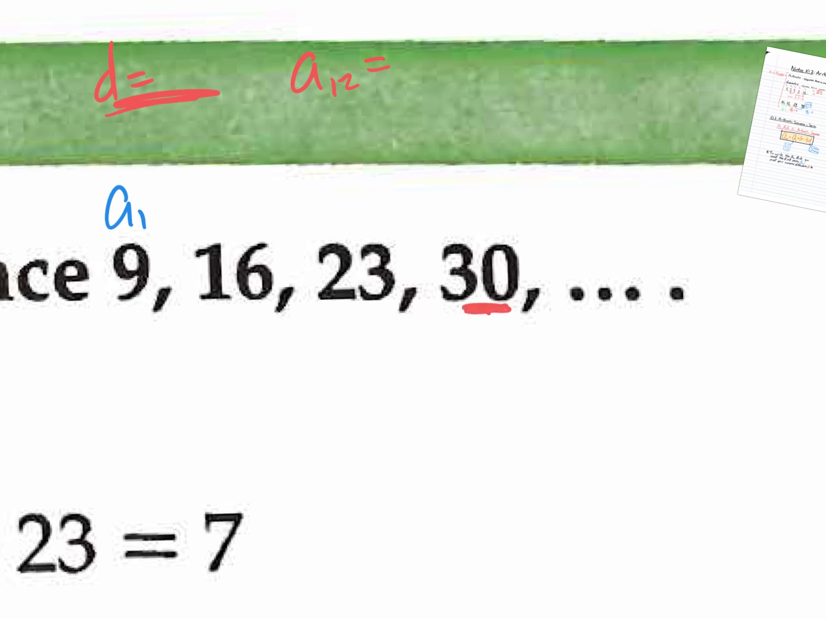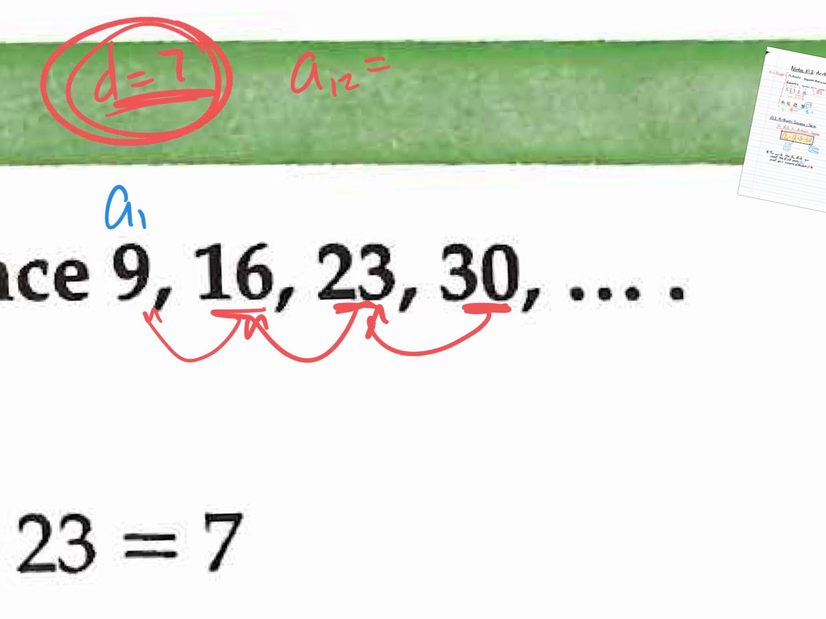You take a number, subtract the previous number from it. So 30 take away 23 is 7. I mean, you could verify that the common difference is 7, but they already tell you it's arithmetic, so it's guaranteed that the common difference is 7. You could say 16 take away 9, that's also 7. 23 take away 16, that's also 7. So we know that the common difference is 7. Very important detail: common difference is 7, okay? And we also know, very important detail, a sub 1 is 9.